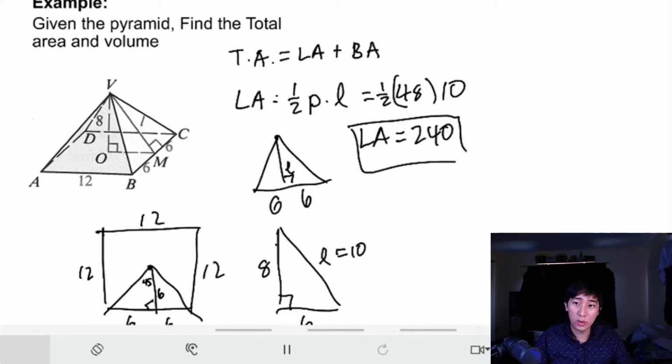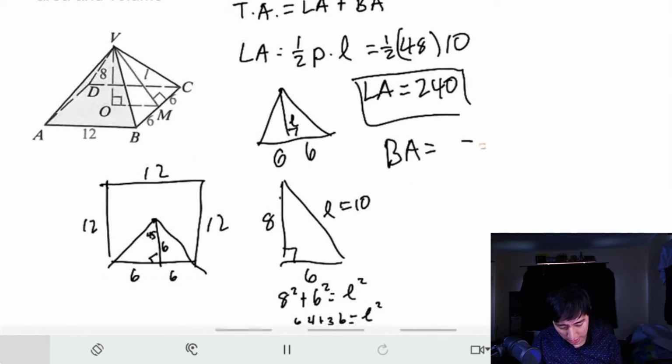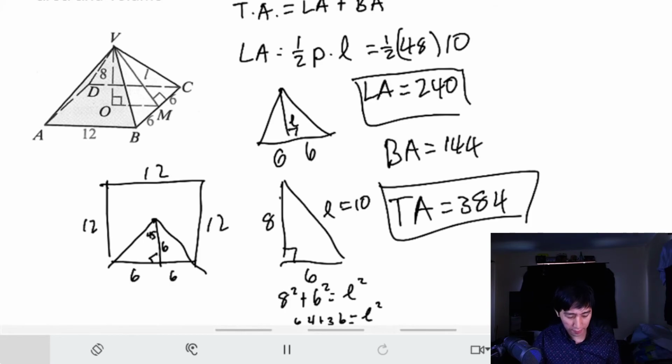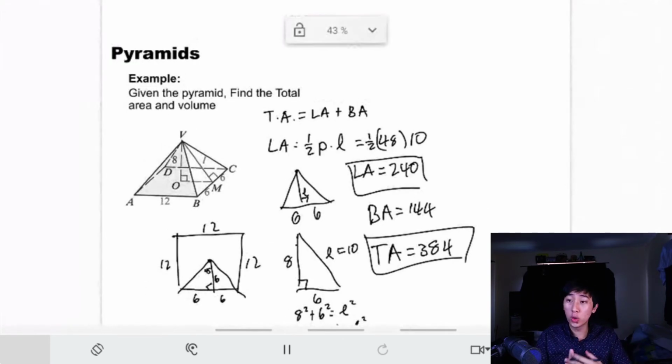Totally fine. Now in order to find my total area though, I do need my base area. So my base area equals 1/2 apothem times perimeter. But in this case, it doesn't make sense to do this because it's a square. You know that it's a regular quadrilateral, it's a square. So it's just base times height in this case, which is just going to be 12 times 12, which is 144. So my total area in this case is going to be 240 plus 144, which is 384. Okay, that's going to be my total area of this shape.